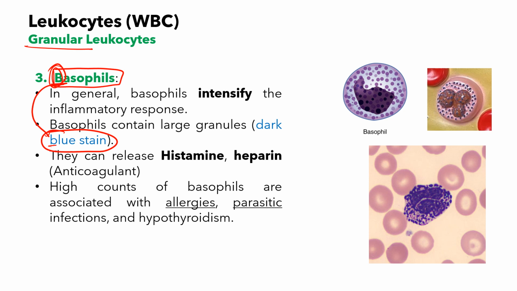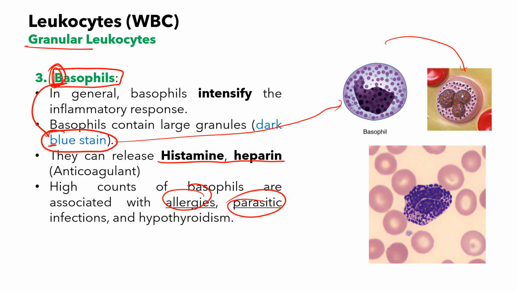They have blue stain. They also increase in amount in allergies and parasites. And the main difference is that they contain heparin and histamine, and heparin is an anticoagulant. Now, for your lab, you're not going to be required to know all that, basically the color. And if you look at this model here, whenever you see these little blue dots, blue, basophil, and this is how it looks in a real blood smear.